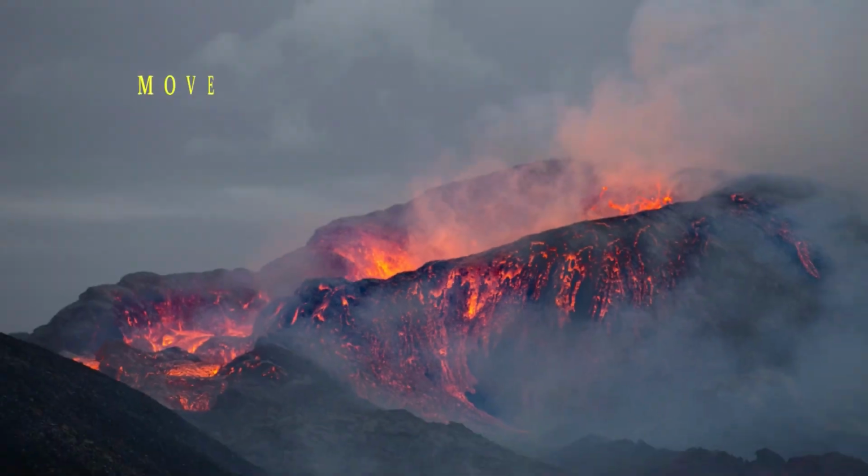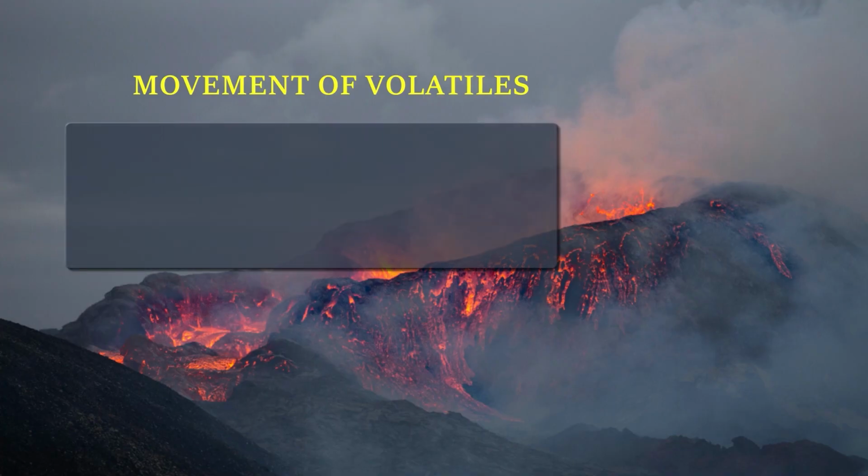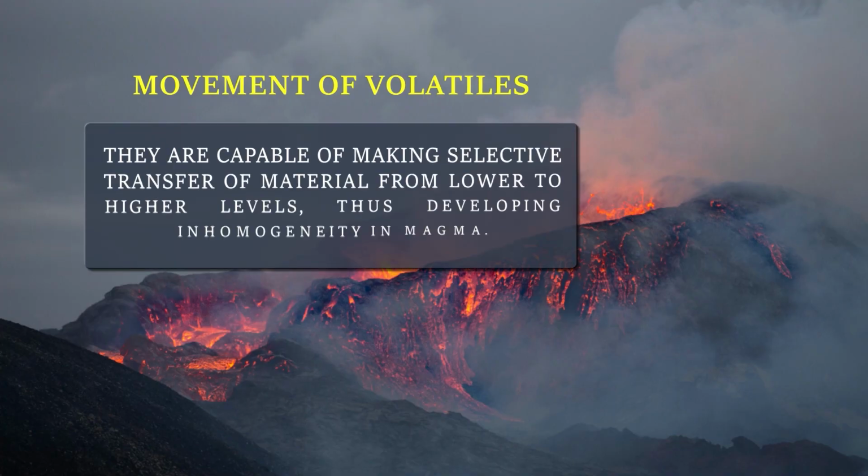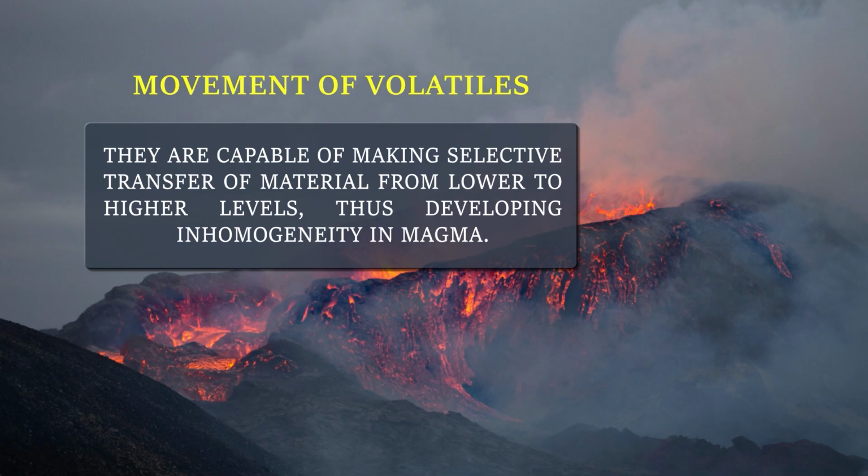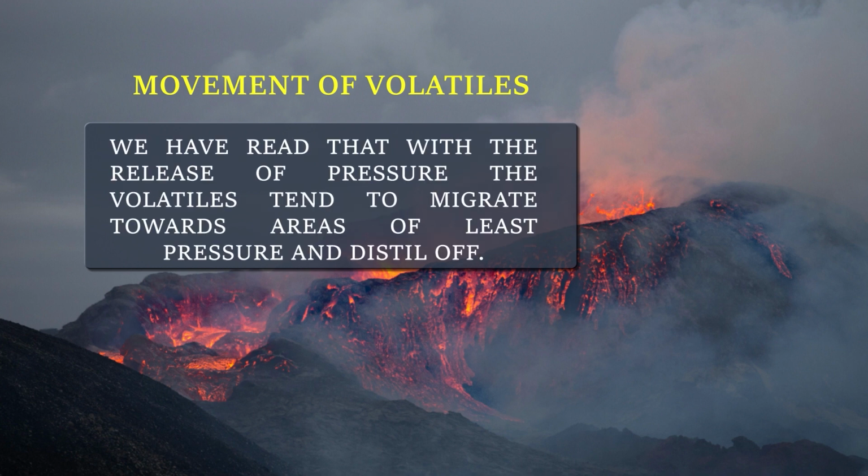Now, the third process that governs diversification of magma in the fluid state is the movement of volatiles. You know, volatiles are excellent solvents. They are capable of making selective transfer of materials from lower to higher levels. Thus, when the volatiles are removed, it develops inhomogeneity in the magma. We have read in the earlier video that with the release of pressure, volatiles tend to migrate towards the area of least pressure and distillation takes place.